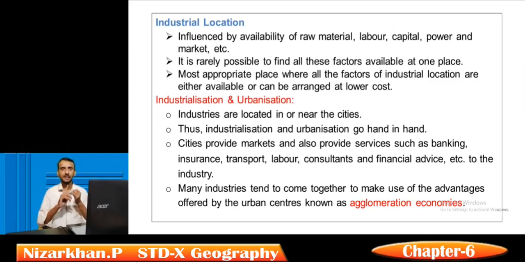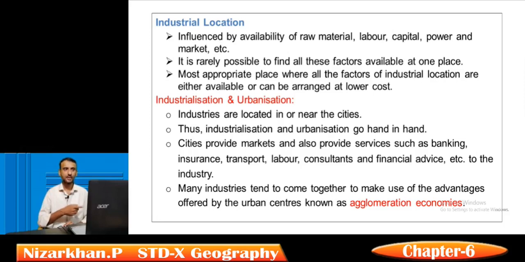So the next thing we discussed: what are the major factors for the ideal location of an industry? Availability of raw material, labor, capital, power, and market. But it is rarely possible to find all these factors available at one place. In such cases, the most appropriate place for an industry is where all the factors of industrial location are either available or can be arranged at a lower cost. So industrialization and urbanization go hand in hand.